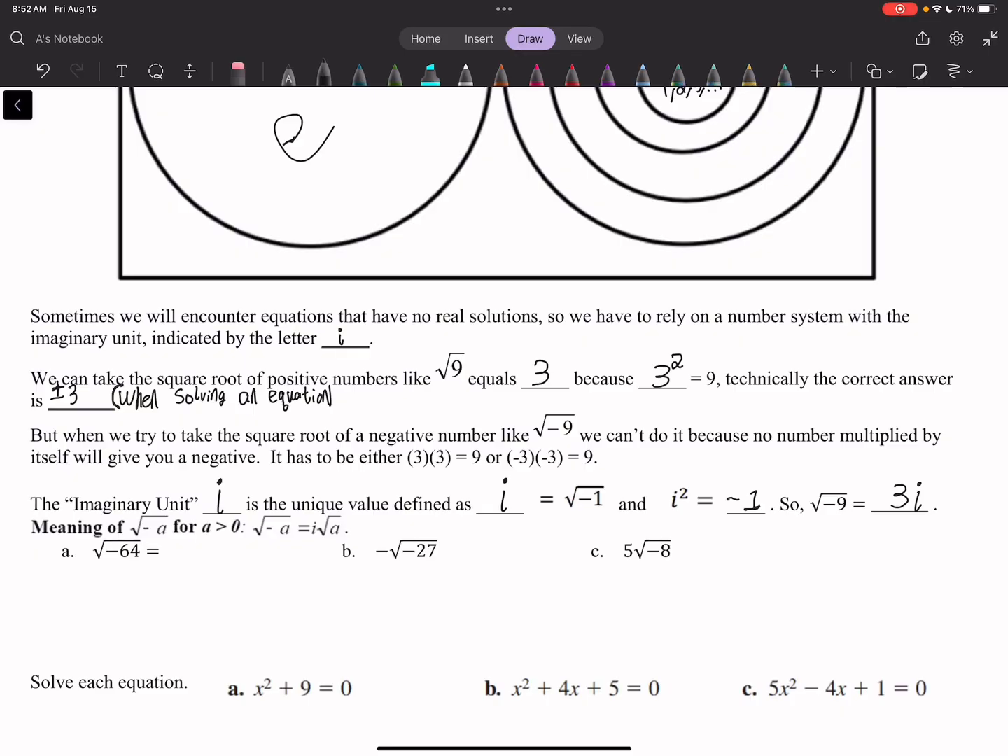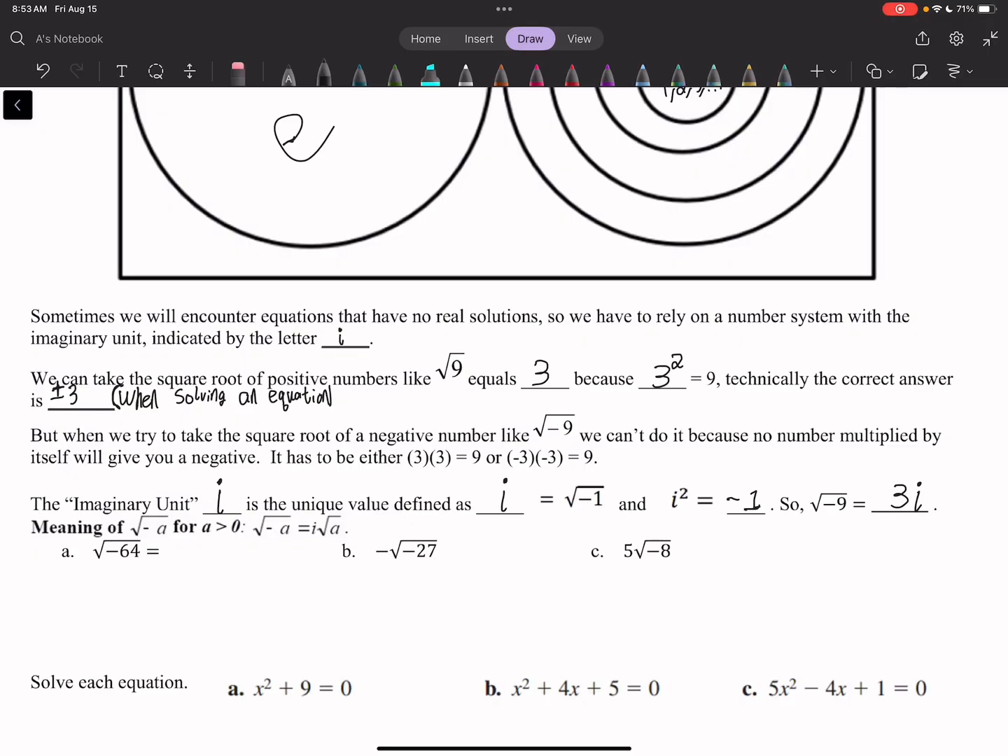However, when we take the square root of a negative number, such as the square root of negative 9, there is nothing in our real number system that we can multiply together to get negative 9 by itself. The reason for that is, if you multiply two positive numbers, it is positive, and if you multiply two negative numbers, it is also positive.